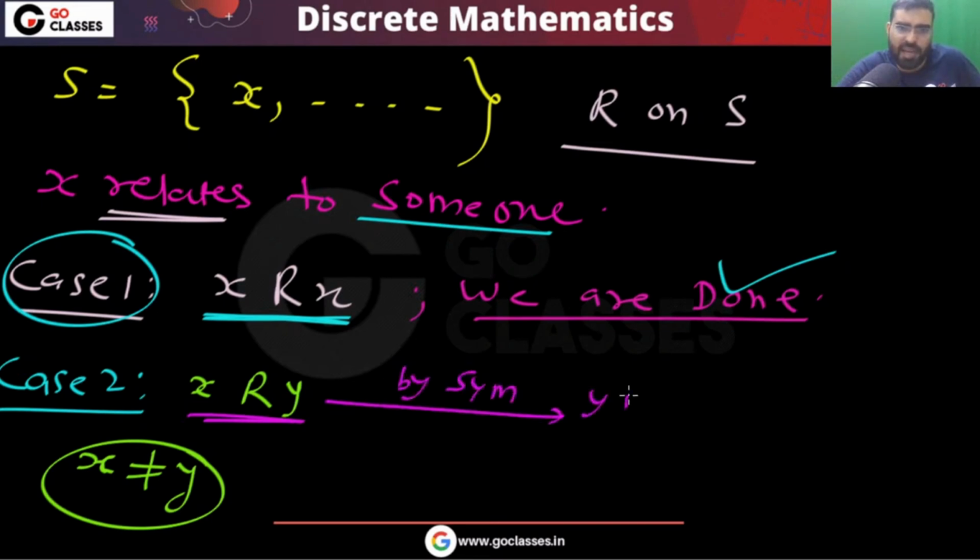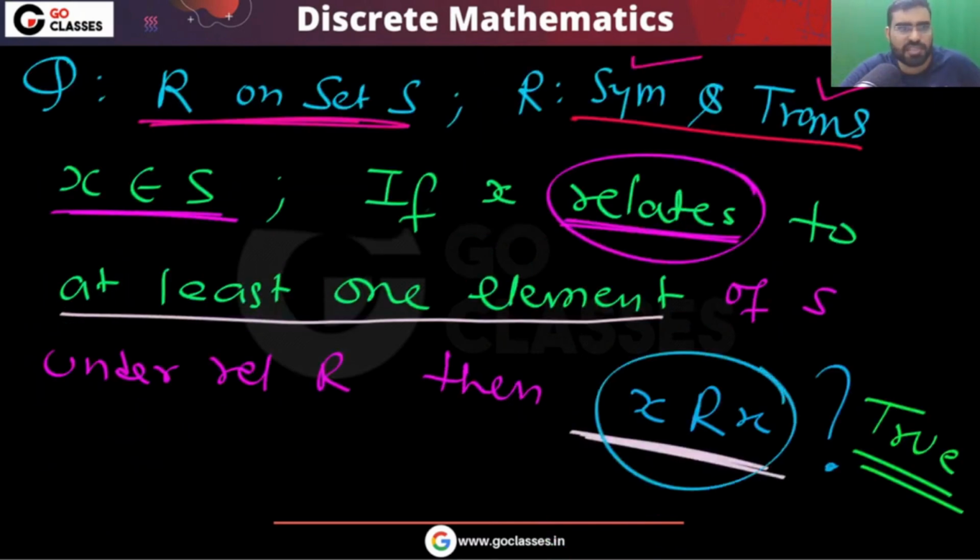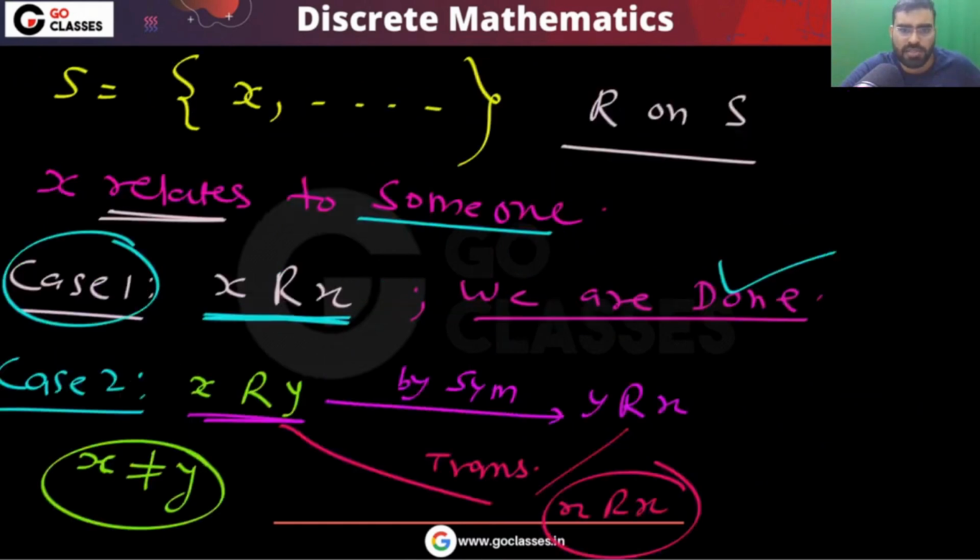Then by symmetry, Y will be related to X. And then by transitivity, X will be related to X. So is this clear? Is the statement clear to everyone? So if you are related to anyone at all, then definitely you are related to yourself. This is the property of symmetric and transitive.